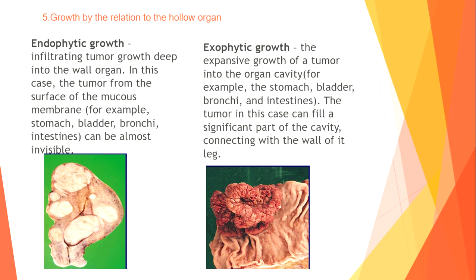And fifth, growth in relation to the whole organ. We have two major types of relation to the whole organ: endophytic growth, which means infiltrating tumor growth deep into the whole organ. In this case, the tumor on the surface of the mucous membrane, for example of the stomach, bladder, bronchi, and intestine, can be almost invisible. And second, exophytic growth: the expansive growth of a tumor into the organ cavities, for example the stomach, bladder, bronchi, and intestines. The tumor in this case can fill a significant part of the cavity, connecting with the wall by its stalk.